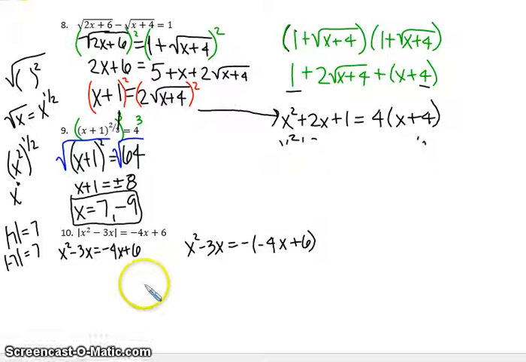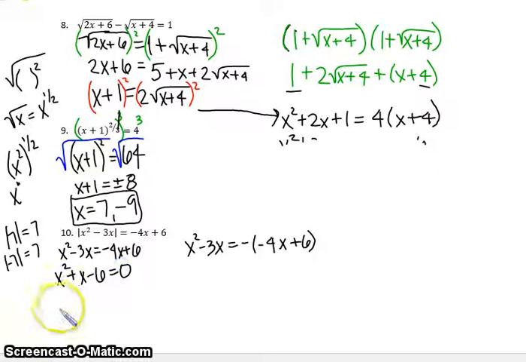I'm going to want to solve each of these. So they look like quadratics. I'm going to get everything on the same side. So x squared plus x minus 6 equals 0. That's going to factor into x plus 3 and x minus 2. So I have x equals negative 3 and x equals 2.